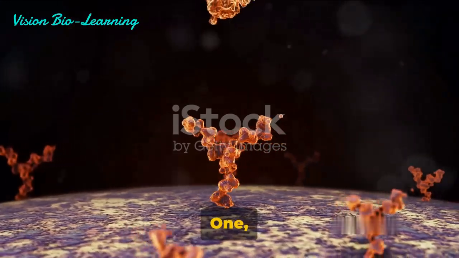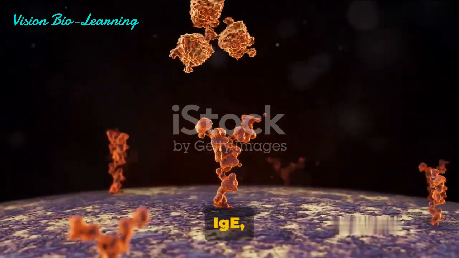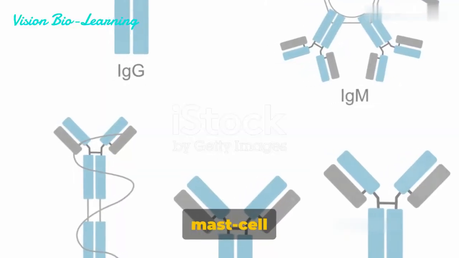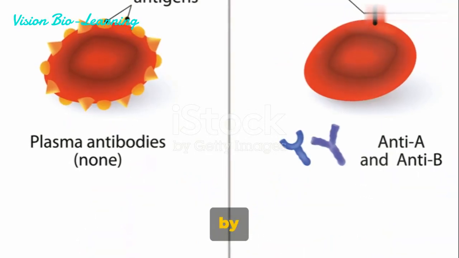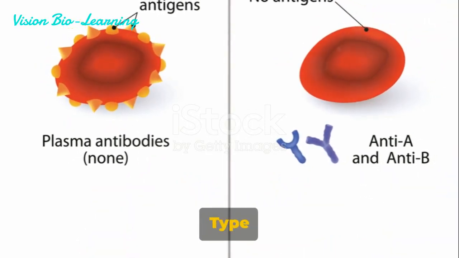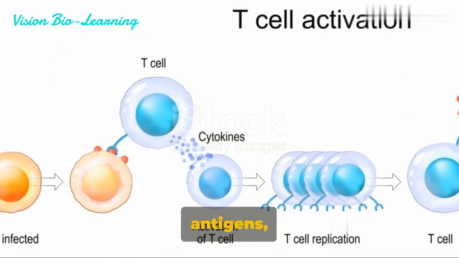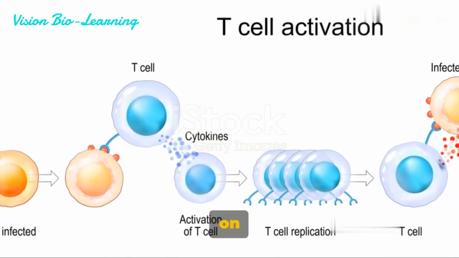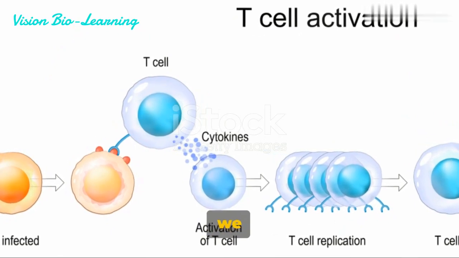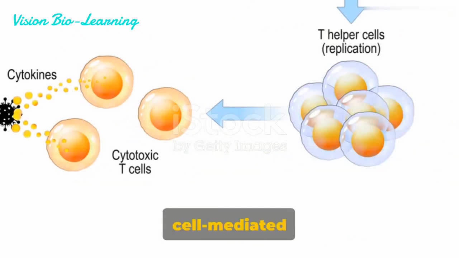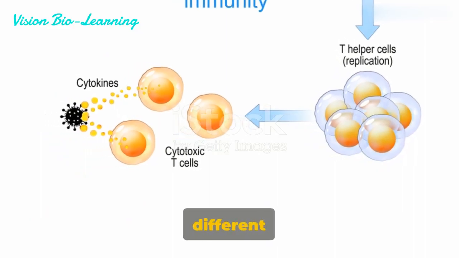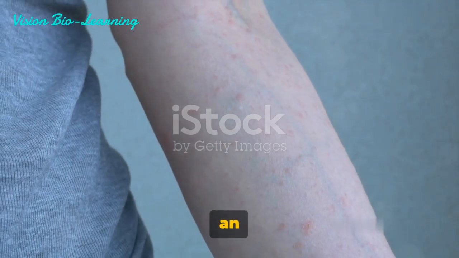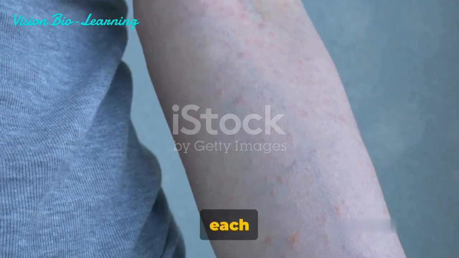We have type 1, mediated by a protein called IgE, which triggers mast cell activation. Then there's type 2 and 3, both mediated by another protein, IgG. Type 2 targets cell surface or matrix antigens, while type 3 focuses on soluble antigens. Lastly, we have type 4, the only T-cell mediated reaction among the 4. And it's a bit more complex, with 3 different subgroups. Now that we have an overview, let's delve deeper into each type.